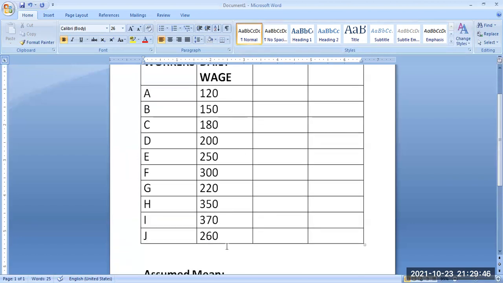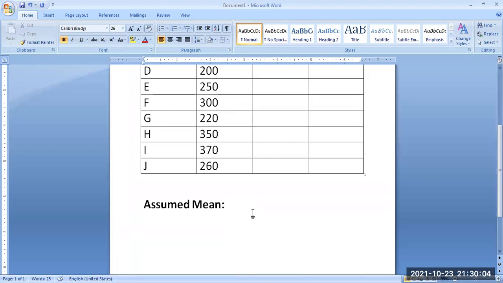Out of these numbers, you guess one number as the mean. Guess any number as you wish. 250. Okay, 250 is our assumption. A stands for assumed mean. So the assumed mean A is equal to 250.